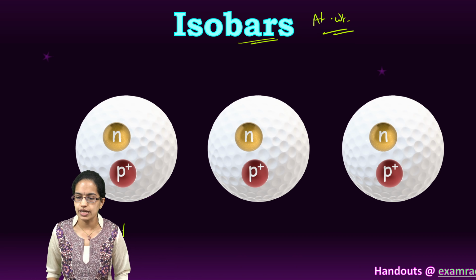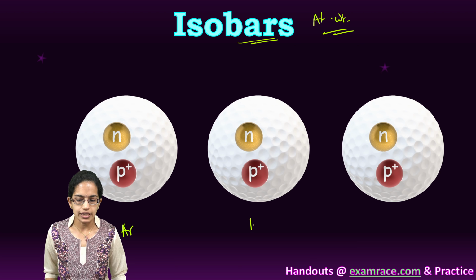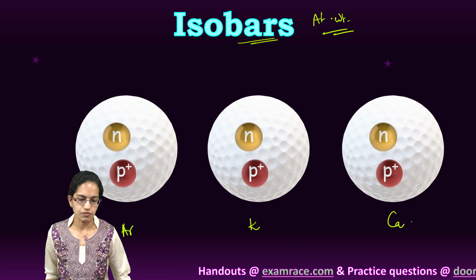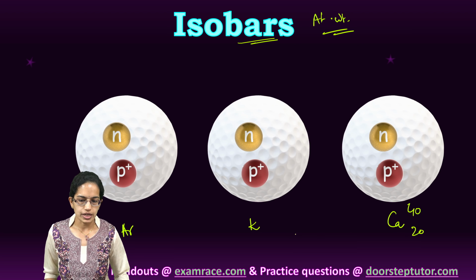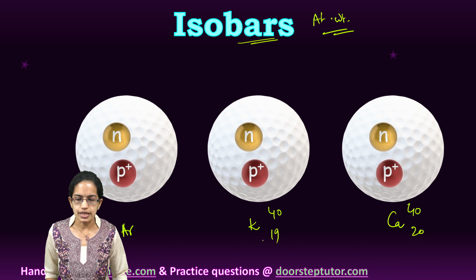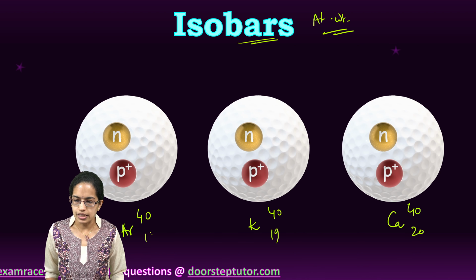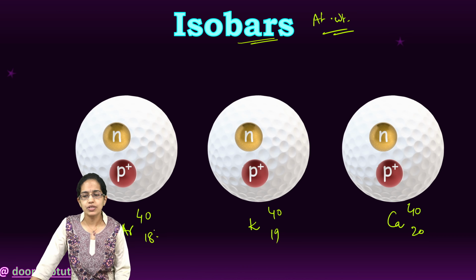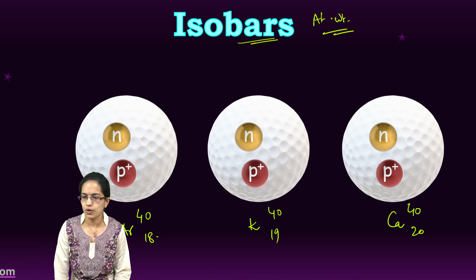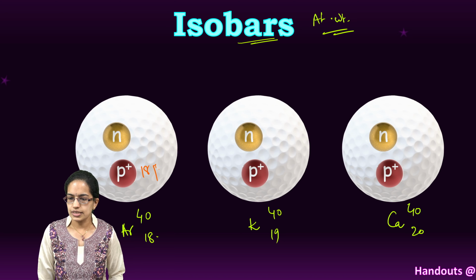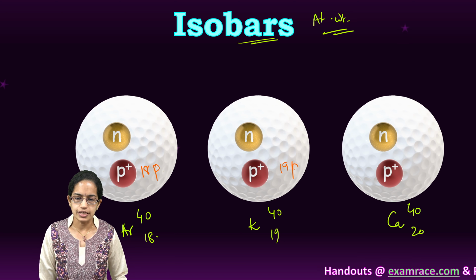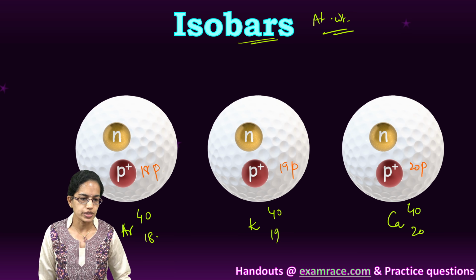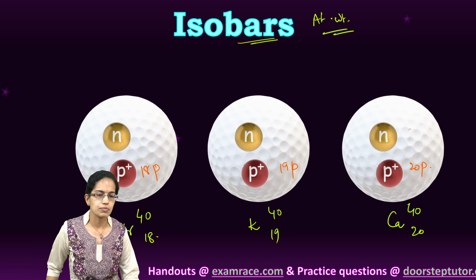So I have a case of calcium, I have a case of potassium, and I have a case of argon. So Ca-40 with 20, potassium 40 with 19, and argon 40 with 18. Now here, as I have already mentioned, I have the number of protons: 18 protons in the first case, 19 protons in the second case, and in the third case you have 20 protons. Now we can calculate the number of neutrons again.